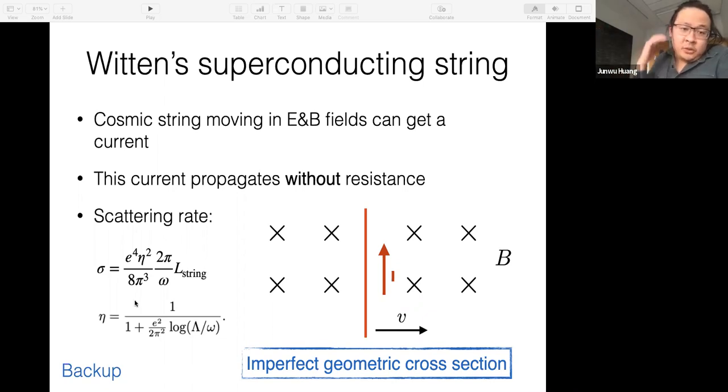But it is not totally geometrical like a real bulky superconductor, because this cross section is suppressed by some e squared over 8 pi cubed, or alpha squared, times this eta factor, which accounts for the IR divergence of the string energy.